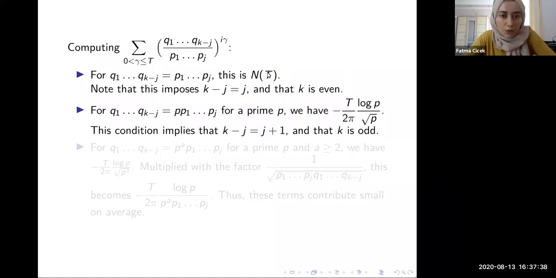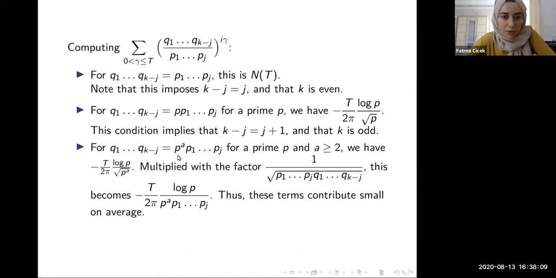And again, by the Landau-Gonek formula, you can also have this ratio in the parentheses be the prime p. In that case, the Landau-Gonek formula will give you minus t over 2 pi log p over square root p. And just by comparing the number of primes, you will have that k has to be odd. So we have these expressions for different values of k that we need to consider separately.